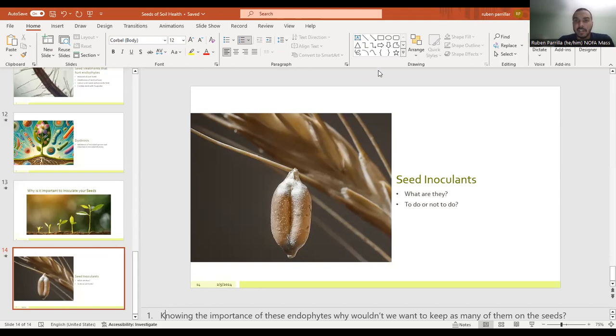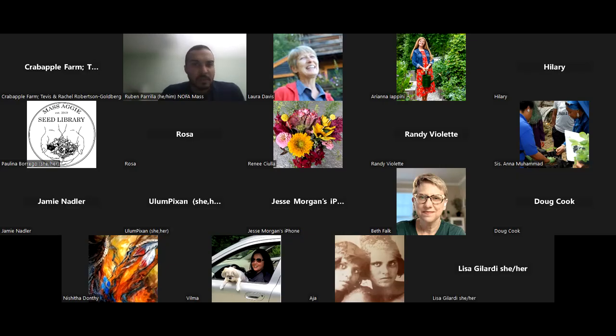Now I'm going to stop my share and open this to questions. Questions, concerns, anything that comes to mind? Any clarification needed for any of the things that we talked about? Specific questions that anybody has about their own seeds and what inoculums they are using, and whether you should be using a certain inoculum?